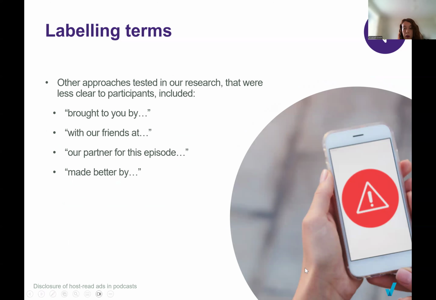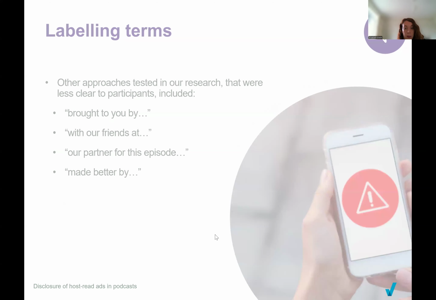So we've also provided here some examples of approaches that were tested that were less clear to participants. Those included things like "brought to you by," "with our friends at," "our partners," etc. We did also test some examples that made no attempt at labeling, which unsurprisingly were the most confusing and the least recognizable to participants. But I should say that we found relatively few examples of that type of approach in our scoping work.